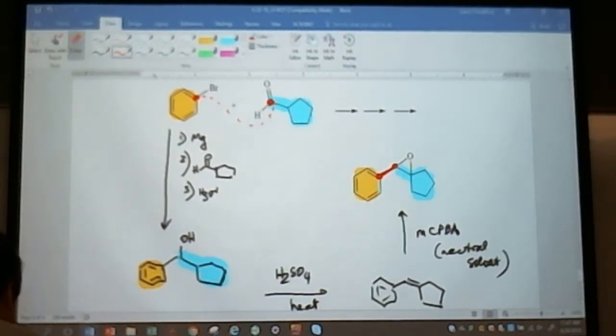As we move through organic 2, we're going to add 3 or 4 more ways of forming carbon-carbon bonds. That's it. You have a very limited repertoire of reactions to form those carbon-carbon bonds. And Grignards should be foremost in your mind. That is such a common way of making carbon-carbon bonds.